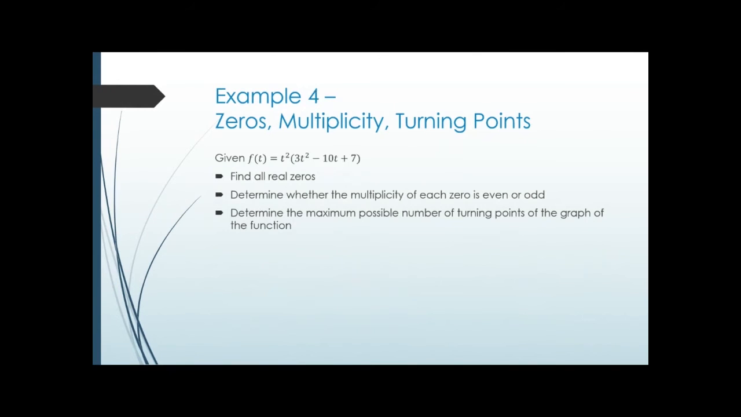So I have another one here. This one is a little more complicated. We're doing the same things. We're going to first find the zeros, then determine the multiplicity, and then determine the maximum number of turning points. So we have f of t equals t squared times 3t squared minus 10t plus 7. To find the zeros, which again I'm going to do in red, you set that equation equal to 0.